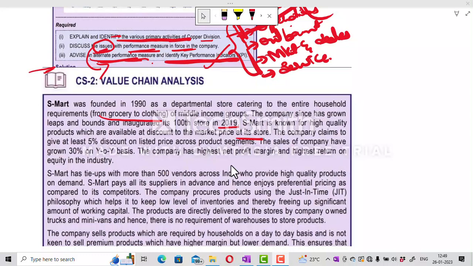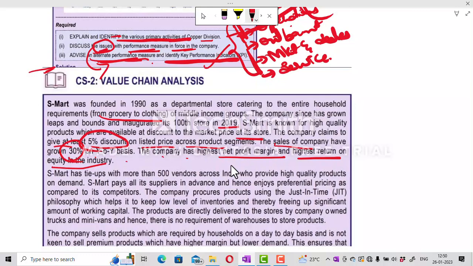So they are giving heavy discounts in their store to the customers. So customers will obviously tend to come to their market. So the company claims to give at least 5% discount on listed price across the product segment. So they are giving a minimum of 5% discount, maximum to an extent. The sales of the company have grown 30% on a year-on-year basis. The company has the highest net profit margin and highest return on equity in the industry. So they are leading in the industry.